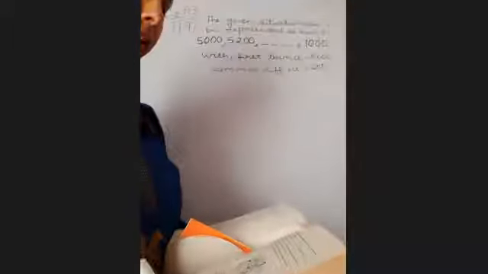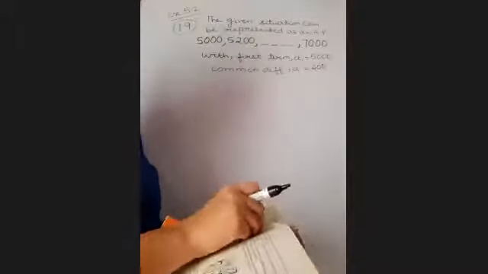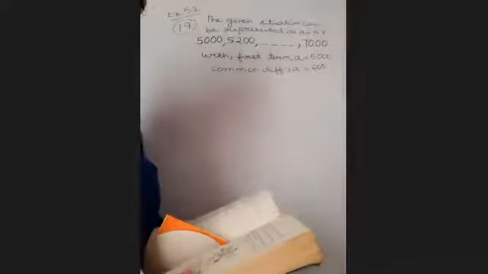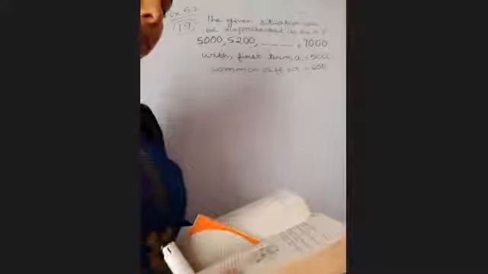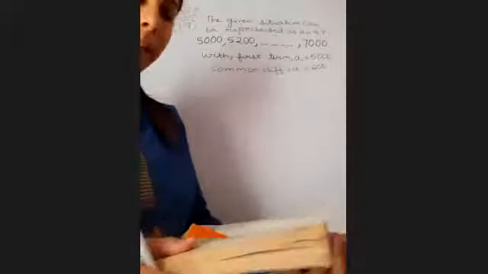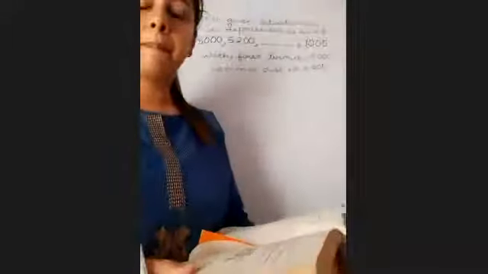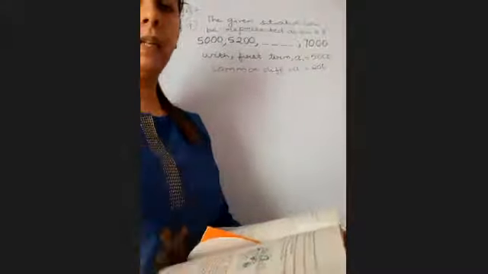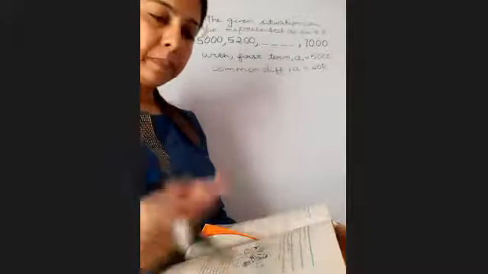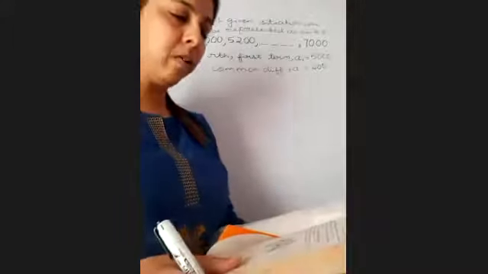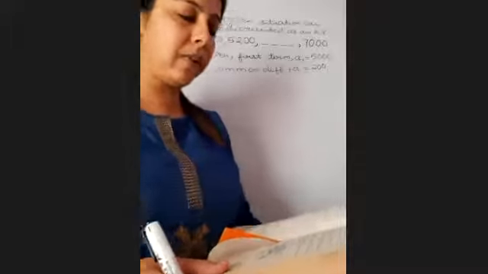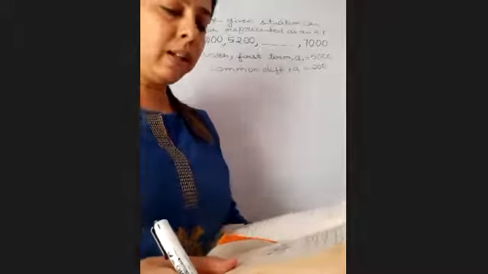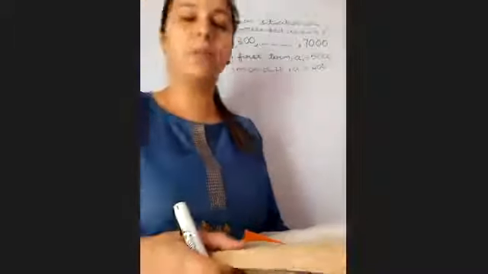Subha Rao started work in 1995 at an annual salary of rupees 5,000 and received an increment. What do we mean by increment, beta? Increase. Any increase in the salary. And what was the increase in the salary? Rupees 200 each year. In which year did his income reach rupees 7,000?